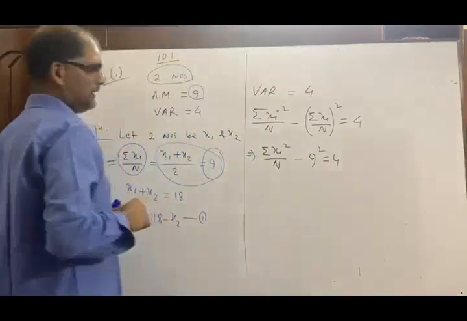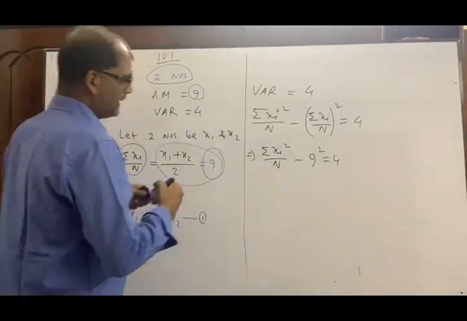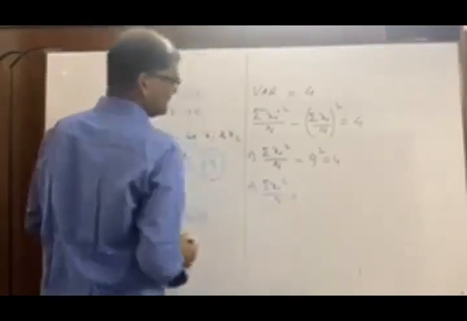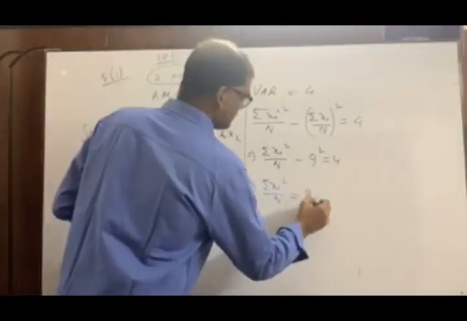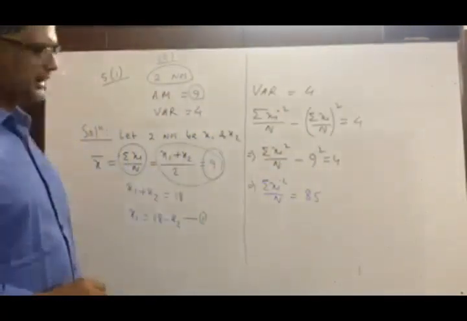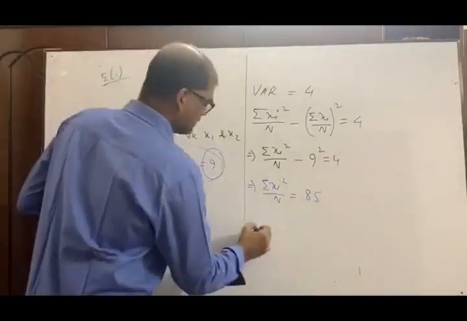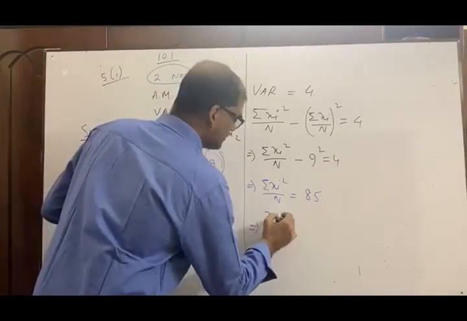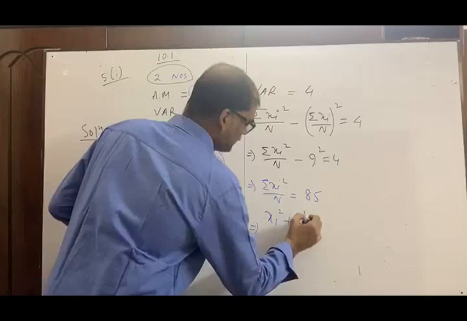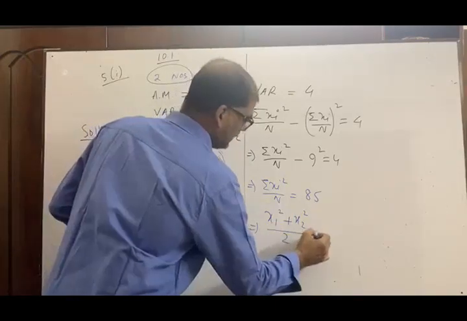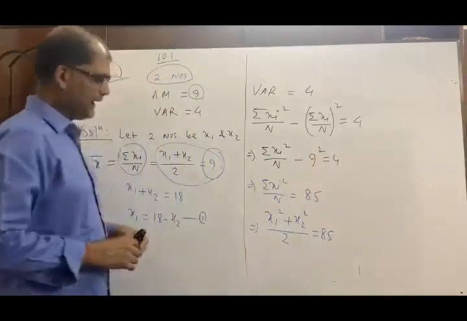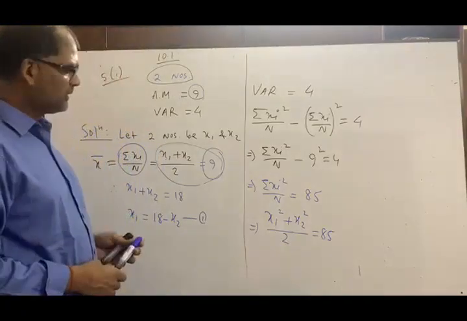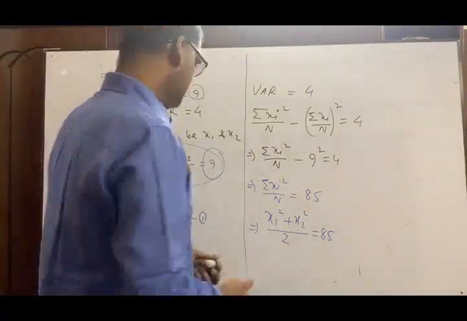Square, equals 4. That means we can write here summation xi square by n equals to 85. Now what is summation xi square? I think you know. Summation xi square is x1 square plus x2 square, n equals to 2, equals to 85. As it is a square sign, I have to give here a square sign, right? Now x1 plus x2 whole square equals to what? You write down after that.